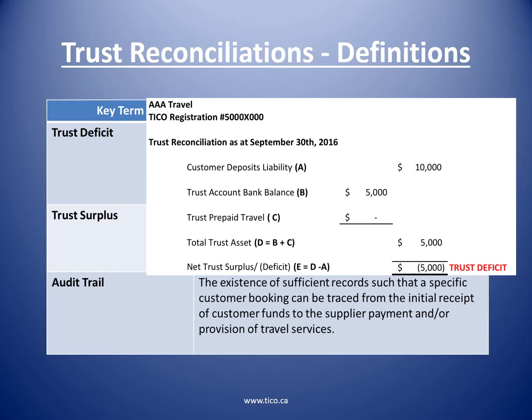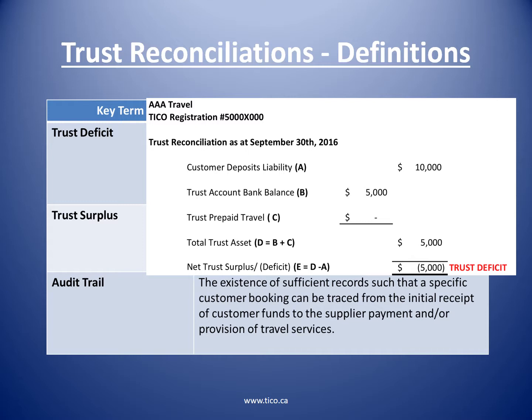In this case, we have a customer deposits liability balance of $10,000 as at September 30th, 2016. We then compare that obligation to our total trust asset of $5,000. As you can see, our total trust asset is comprised strictly of our reconciled trust account bank balance of $5,000 because we have nil prepaid travel in this example.